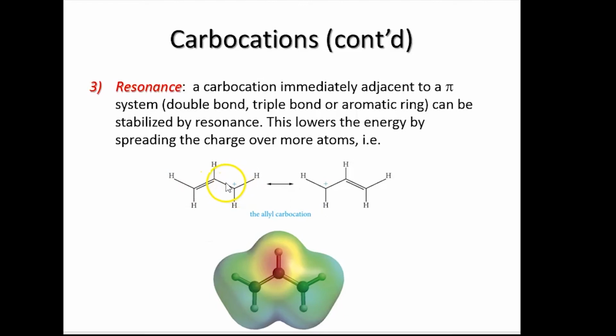This group right here is the allyl group, where you have a double bond adjacent to a positive charge and 3 carbons like that. By resonance, we can move this double bond over to stabilize this charge, and then the positive charge will reside on the left-hand carbon in this manner.